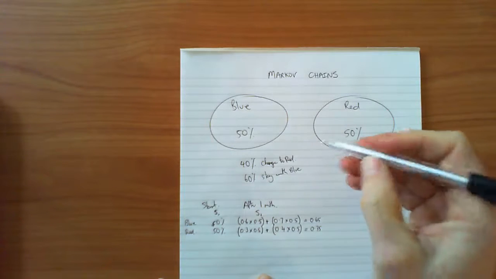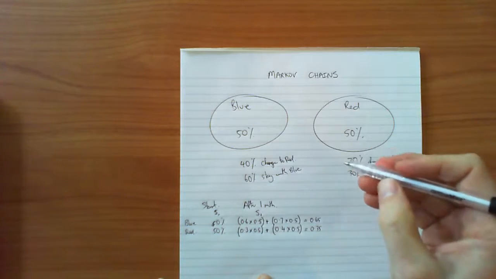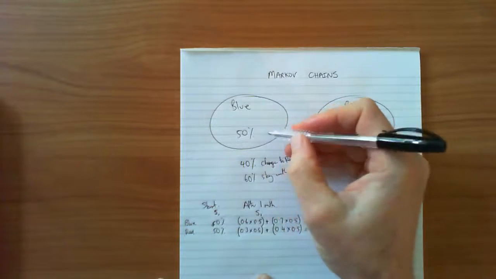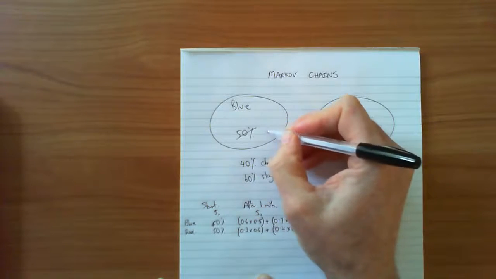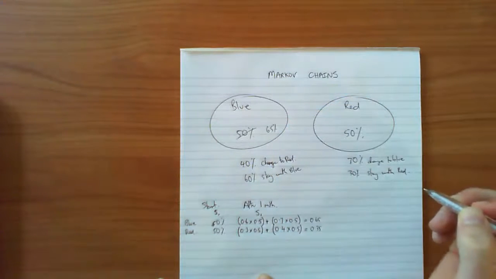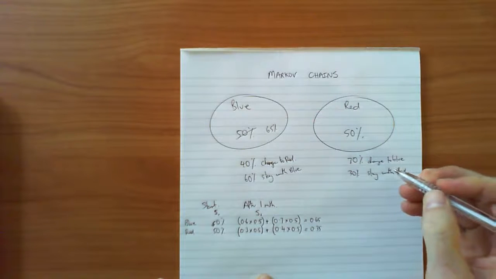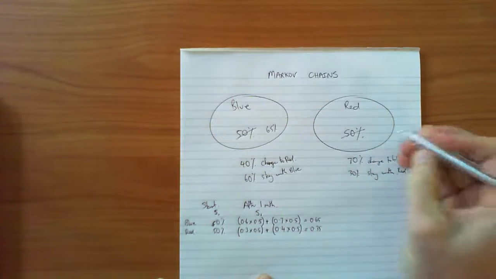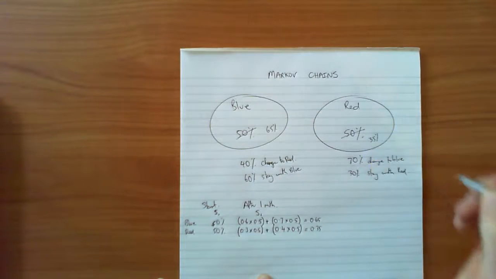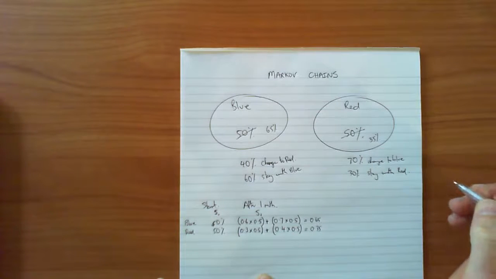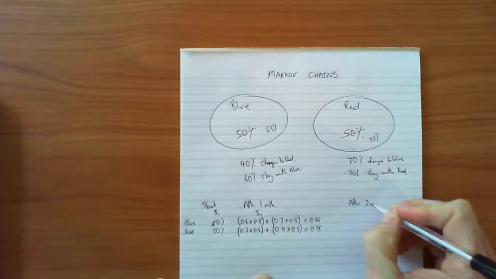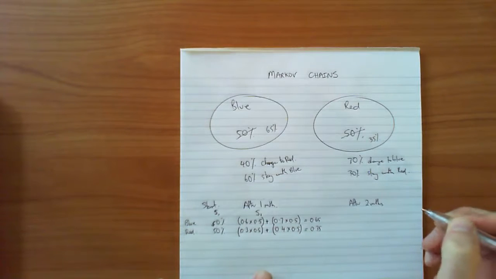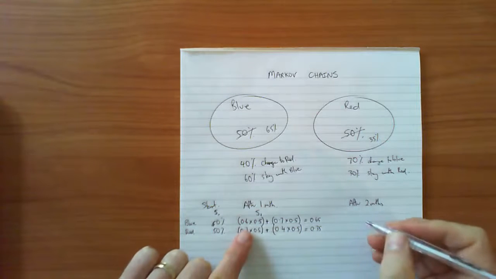Okay, so now our percentages are blue has now changed from 50%, now blue has 65%. Red no longer has 50%, they're down to 35% of the market share. So let's have a look at what happens after 2 months. After 2 months, let's go through the same process.